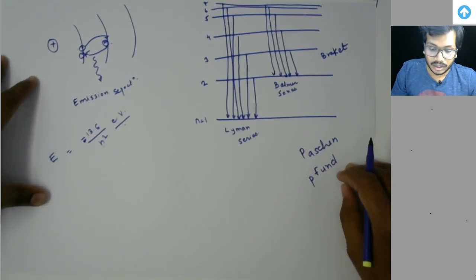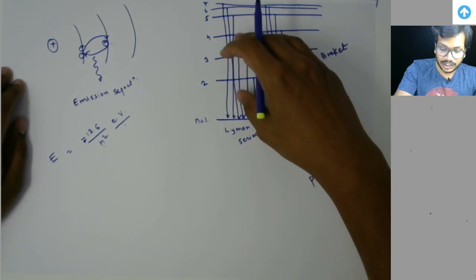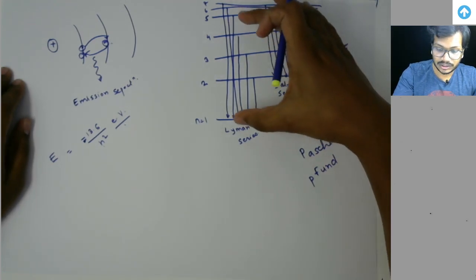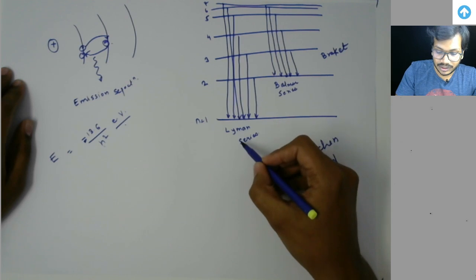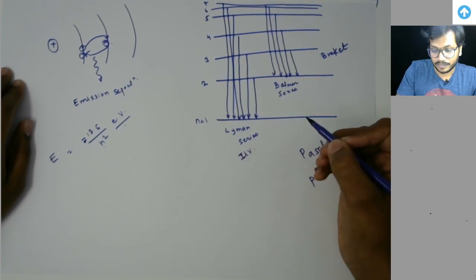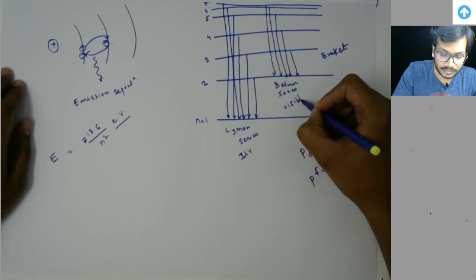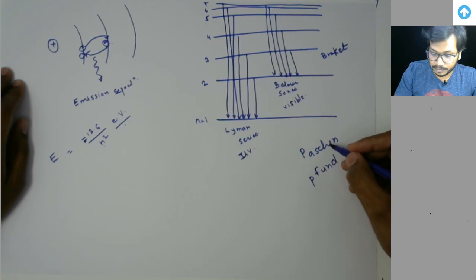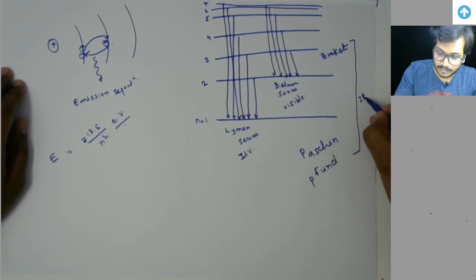Now, the light that is emitted in each of these series, since the energy levels are different, the light wavelengths will also be different. So Lyman series light wavelengths fall in the ultraviolet range. Only Balmer series falls in the visible range, and Brackett, Paschen and Fund, all of these three fall in the infrared range.